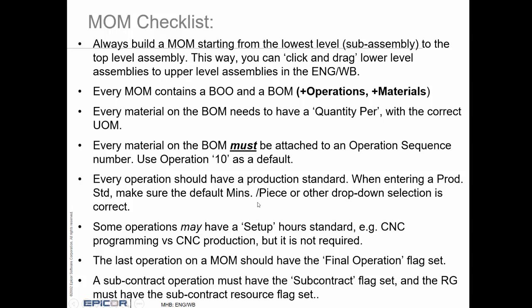Every operation must have a production standard. When entering a production standard, make sure the default is minutes per piece. That is something that we will also discuss. There are other drop downs, but how many minutes, or how many pieces per minute, does it take to create that? Some operations may have setup hour standard, CNC programming, CNC production, but it is not required. You can build it into the production standard. The last operation on the MOM should have the final operation flag set. A subcontract operation must have the subcontract flag set.